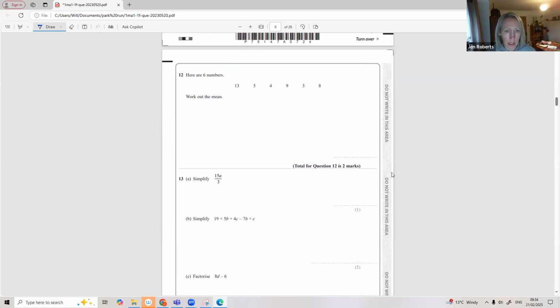Here are 6 numbers, work out the mean. To work out the mean, you add up all your values and divide by the amount. I'm going to add them in pairs. 13 add 5 is 18. 9 add 4 is 13. 8 add 3 is 11. We've got 10, 20, 30, 38, 39, 40, 41, 42. If you wanted to do it in an addition column method, that's fine, but you should have got 42. We're going to divide by the amount of numbers, which is 6. 42 divided by 6 is 7.